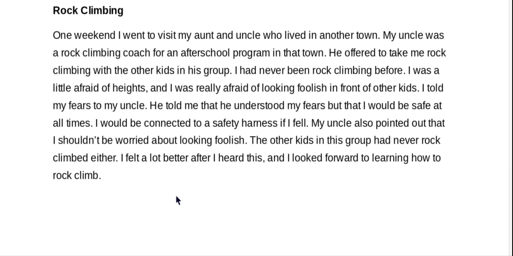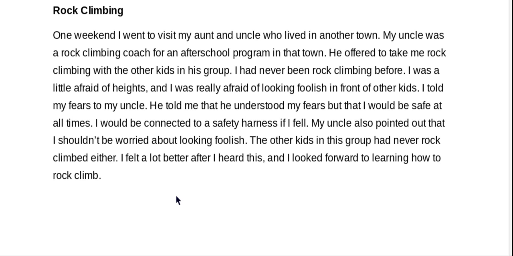So, a safety harness is something that kind of holds you onto a rope. That way, if you fall off the wall when you're rock climbing, you don't hurt yourself. You don't fall to the ground. It protects you from getting hurt. My uncle also pointed out that I shouldn't be worried about looking foolish. The other kids in this group had never rock climbed either. I felt a lot better after I heard this, and I looked forward to learning how to rock climb.